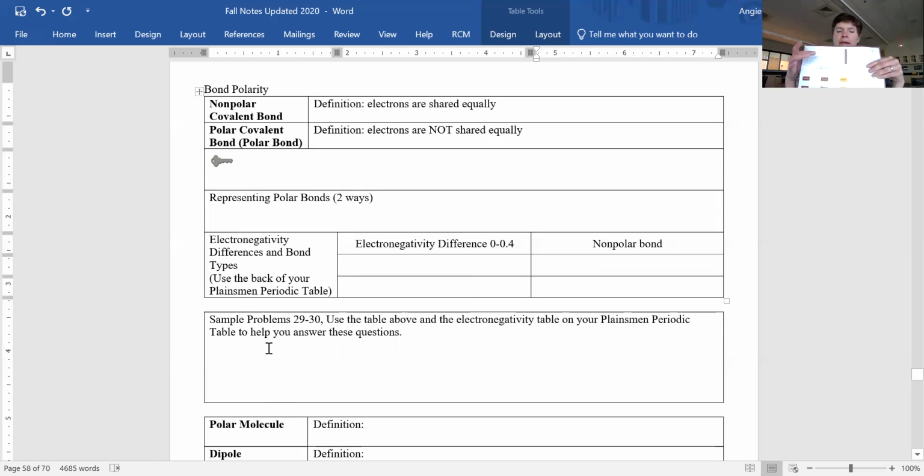Okay, so we're using the Plainsman periodic table to get the electronegativity values, find the difference, and then determine whether or not they're polar or non-polar based on the values that we have here, which you also copied into your notes.